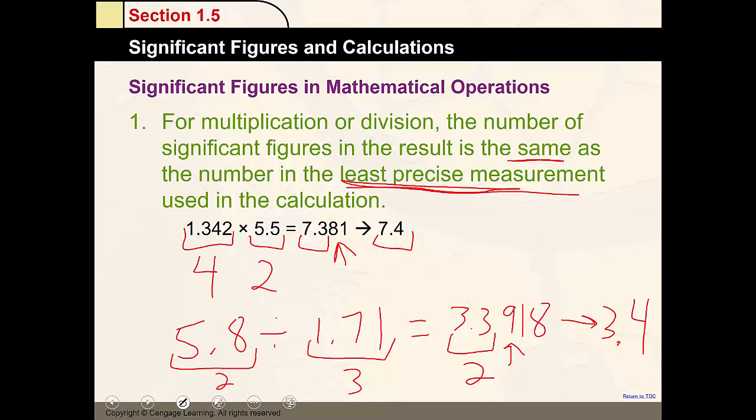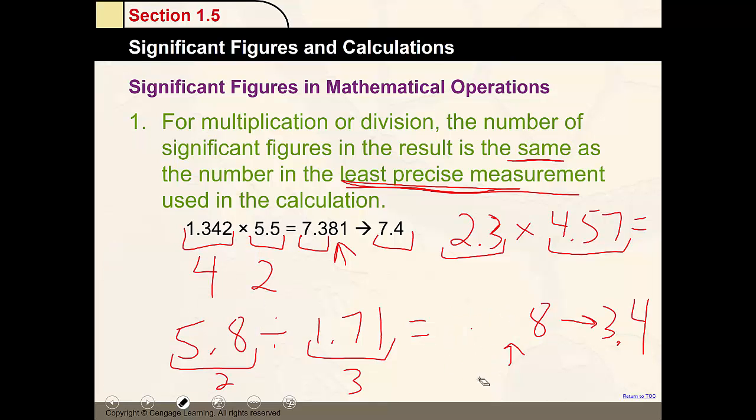Okay, and it's also tricky here. Let's say we have another problem with multiplication, 2.3 times 4.57. So we know here 2 sig figs, 3 sig figs. We know our answer has to be 2 sig figs here. So when we write this out, we know we have 2 sig figs here and 3 sig figs. Our answer has to be in 2 sig figs. And when we get our answer, it's 10.35.